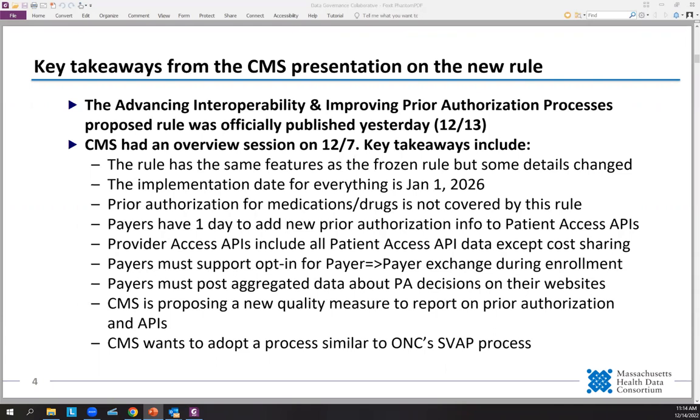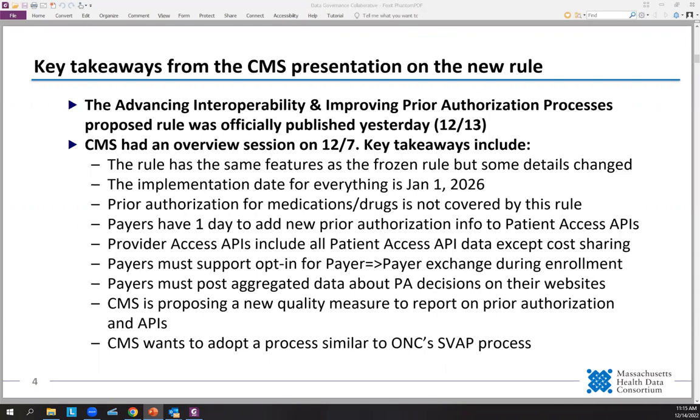I'm not sure. My gut tells me no, but basically because it more or less just said none of this applies to drugs at this point. But you're right, it didn't go into specifics about that regarding measures or even additional data through the patient access APIs or any of the prior auth details there. So it wasn't clear to me if the comment was specific, like it was in the context of talking about prior authorization, but it wasn't clear to me if the comment that was made about the medications and drugs not being covered was more expansive than that or not.